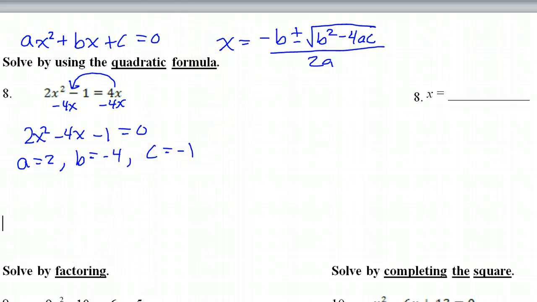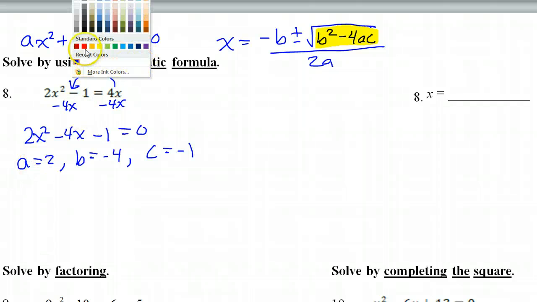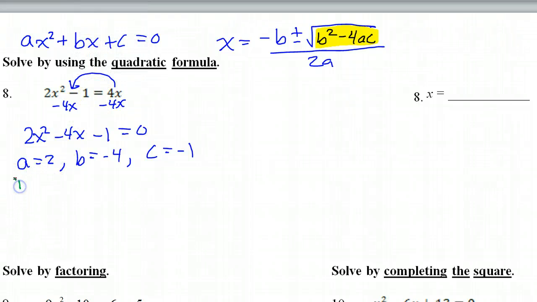Now, I do not recommend that you take the a, b, and c and just plug it all in. What I want you to do is do your discriminant first. Your b squared minus 4ac. Alright, that is what I've told you to do, people. The discriminant is b squared minus 4ac.